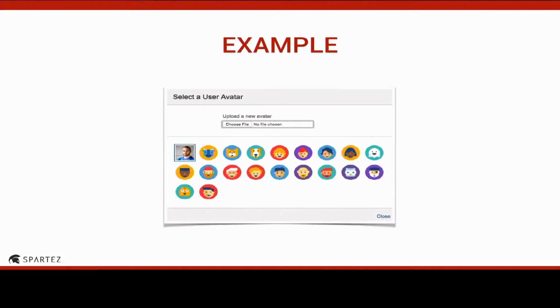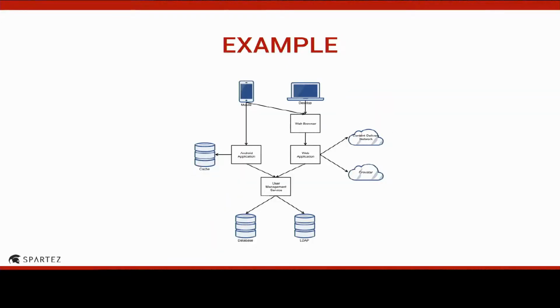Let's get back to the example of a feature, basically having avatars for users. Underneath, we have several pieces that are involved in delivering this feature, right? We have two ways of accessing the application. We have a native Android application. We have a web application that can be accessed from desktop browsers or mobile browsers. This web application communicates with a content delivery network. It also communicates with Gravatar, which is an external source of user avatars.